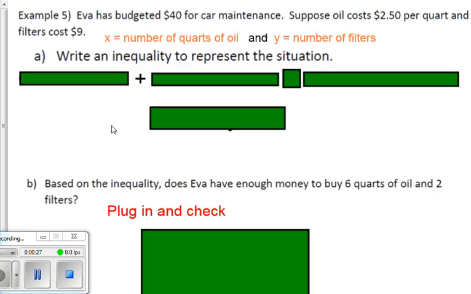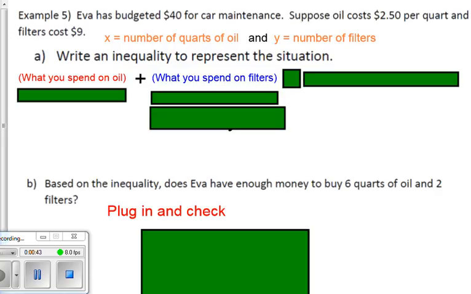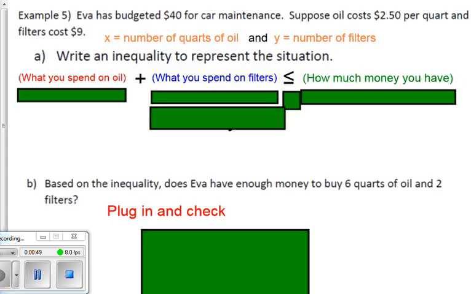So in this case, we're going to use X as our number of quarts of oil, and Y is going to be our number of filters. So we need to write an inequality to represent the situation. Well, we know that whatever she spends on oil plus whatever she spends on filters has to be less than or equal to how much money she has.